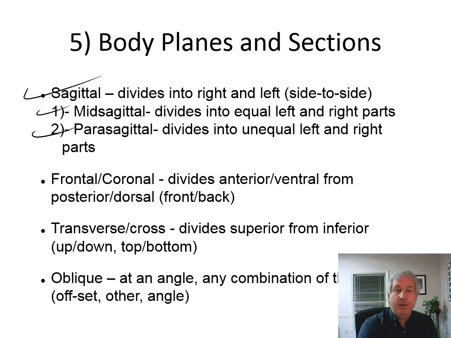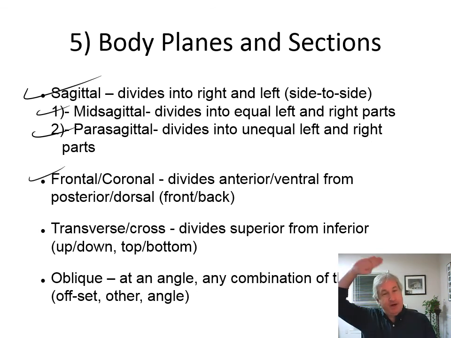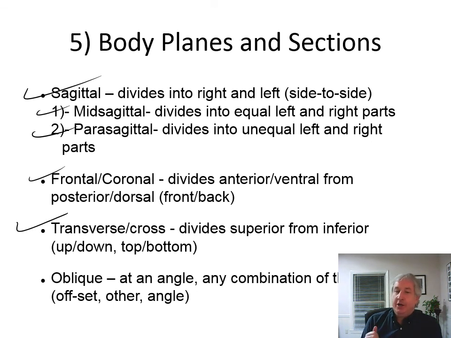Then we have a frontal section, also called coronal section, and that divides you into front and back. Okay, anterior and ventral. So that gives you front and back. So it's a slice right down through here, down through the shoulder, and then down the side. Okay, transverse section cuts straight across. Okay, so that'd be like a cross section. So that cuts you from top to bottom. All right, so transverse, top to bottom, frontal, front and back, sagittal, side to side. That's how I remember those.